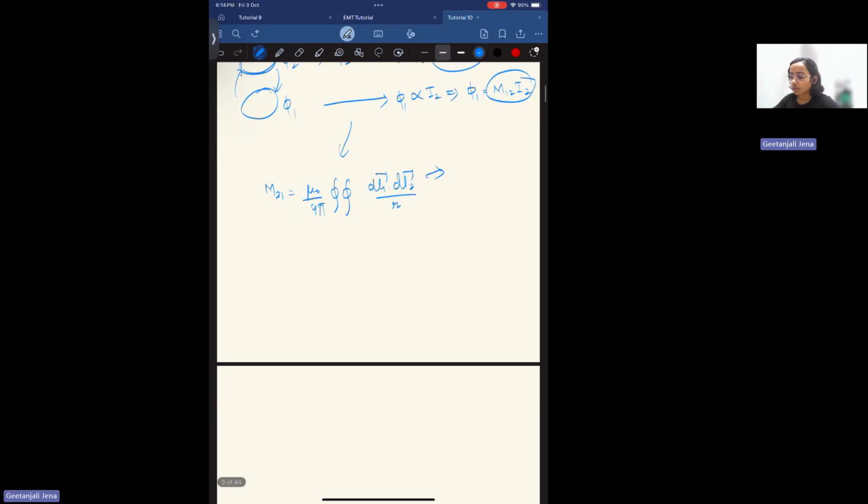And we have also seen the expression for the magnetic field energy, which is nothing but 1 by 2 mu naught B squared dV.